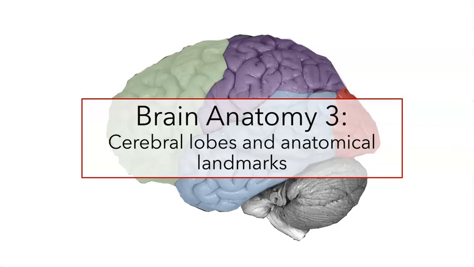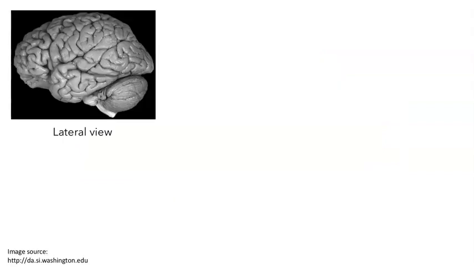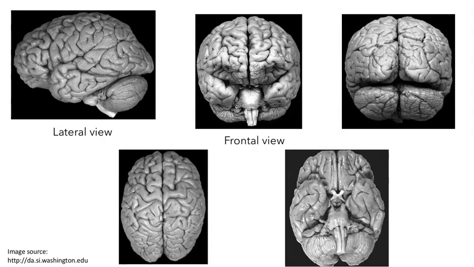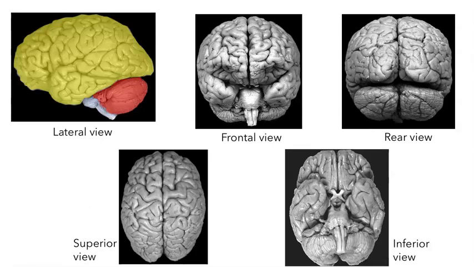In this video, I want to talk about the cerebrum. In a previous video, I showed you a side view, a lateral view of a human brain. Of course, we could look at the human brain from other angles as well. We could have a front view, a rear view, a superior or top view, as well as an inferior view. Let's go and map on some of the structures that we already know about.